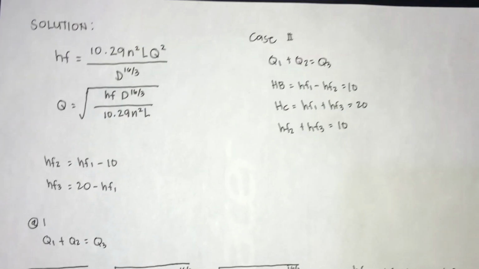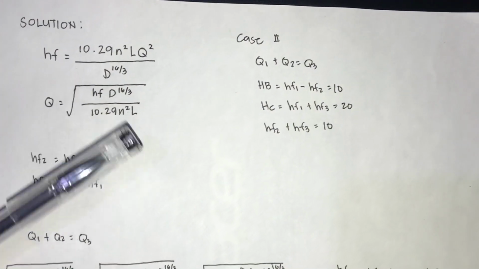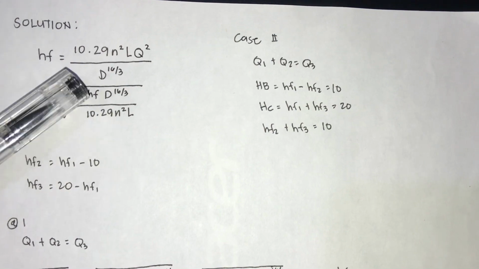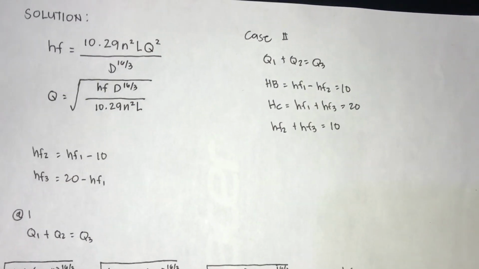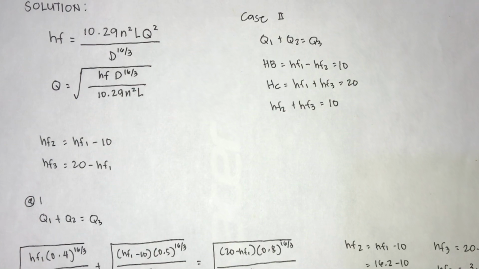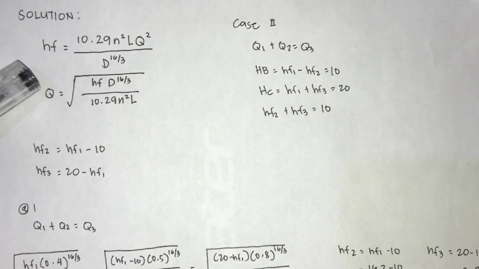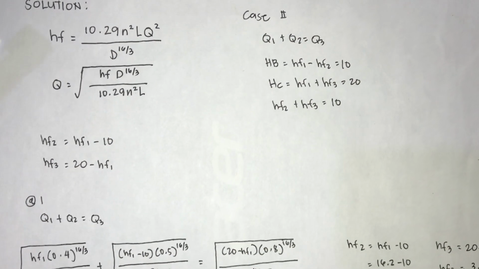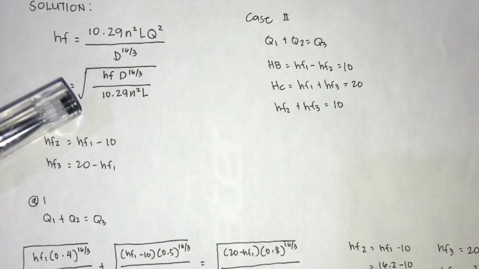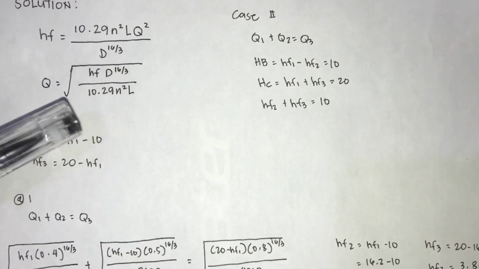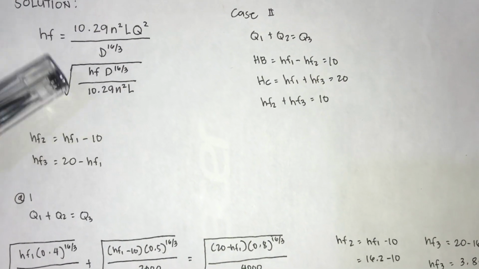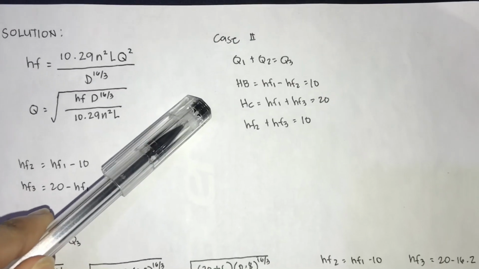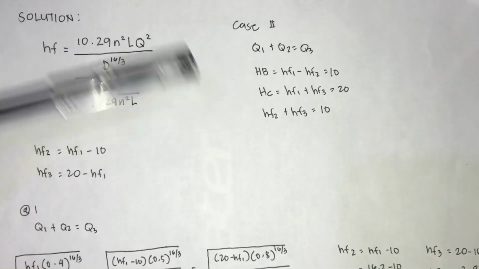So, using the Manning's formula, HF is equal to 10.29 N squared L Q squared over D raised to 16 over 3. Transpose so that we will get Q is equal to the square root of HF times the diameter raised to 16 over 3 all over 10.29 N squared times L, so that we can get the discharge easily. So this is a case 2 reservoir problem. So Q1 plus Q2 is equal to Q3.